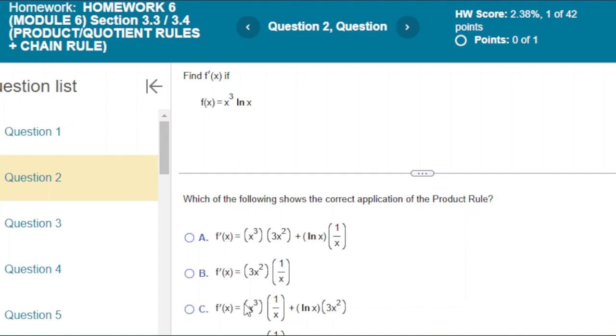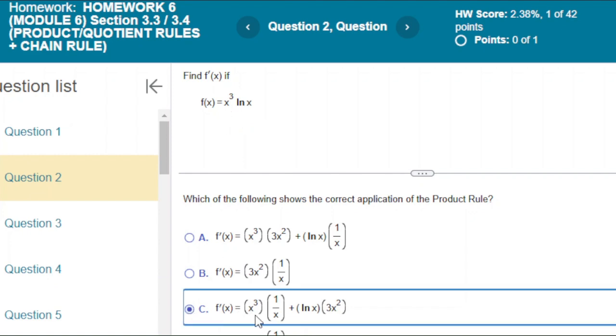So notice we're going to have an x cubed times 1 over x, so it's got to be one of these first, or one of these last two here, plus the second function, natural log of x, times the derivative of the first. So notice that's what we have here in answer C. The first function times the derivative of the second, derivative of natural log of x is 1 over x, plus the second function, natural log of x, times the derivative of the first one.